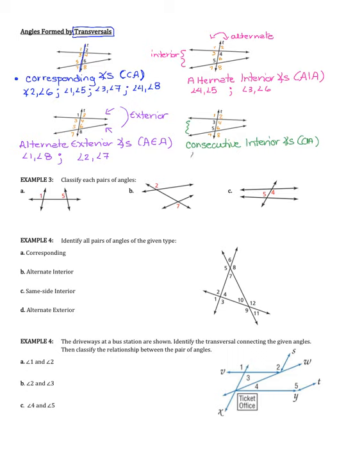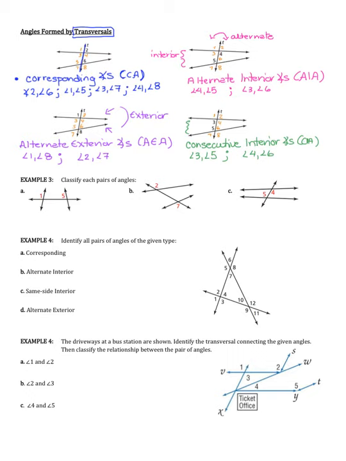All right, so we can see here angle 3 and angle 5 are consecutive interior, and we also have on the other side angle 4 and angle 6. They're on the same side of the transversal, but interior to the two lines. All right, so then let's practice identifying some of these relationships. And again, this is a good time for you to maybe pause the video and try it on your own, see if you get it right.